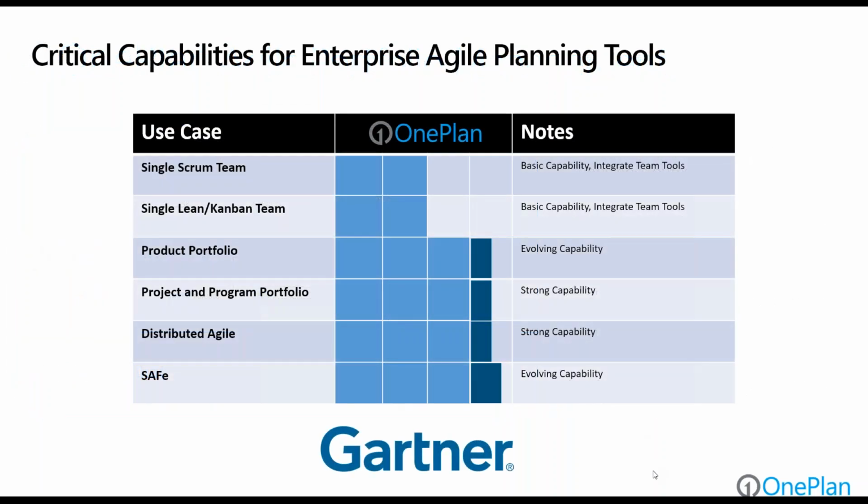I put this here because we are targeting Gartner capabilities for Agile planning tools. And as you can appreciate, we're really focused on the portfolio side and on being able to scale to the enterprise, and obviously being able to reflect SAFe. So that's kind of our goals in terms of the product, where we want to take it.